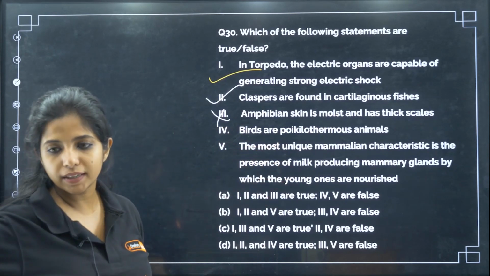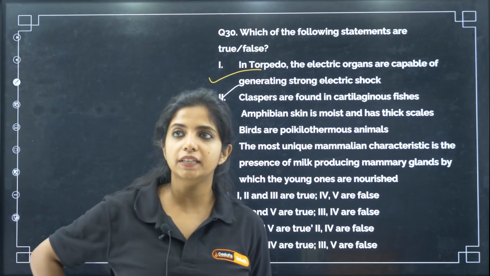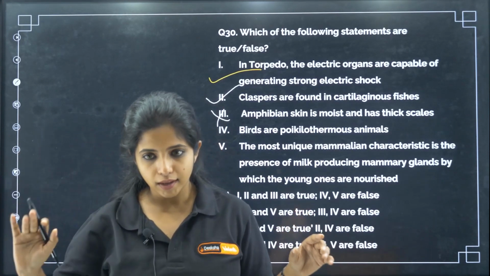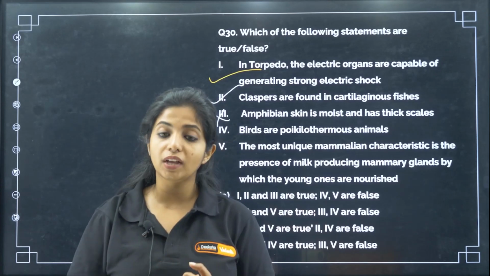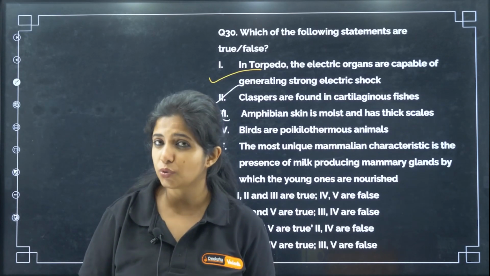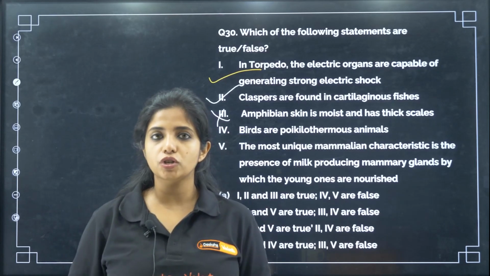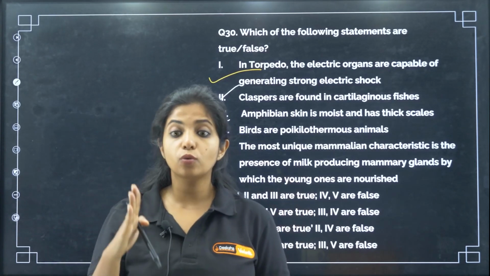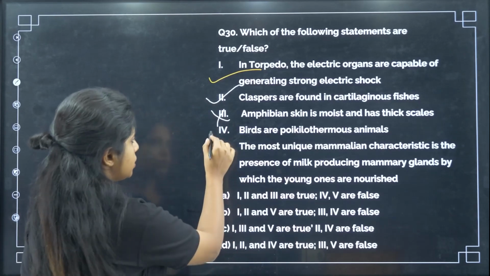Birds are poikilothermous animals. Poikilotherms means they cannot maintain a constant body temperature. Their body temperature changes depending on the outside temperature. Wrong. Birds and mammals, both of them are homeotherms or warm-blooded animals. They are not poikilotherms. Please remember, they need a constant body temperature, and for that they expend energy, which is why they have a four-chambered heart, so that there is no mixing of oxygenated and deoxygenated blood. So this statement is wrong.